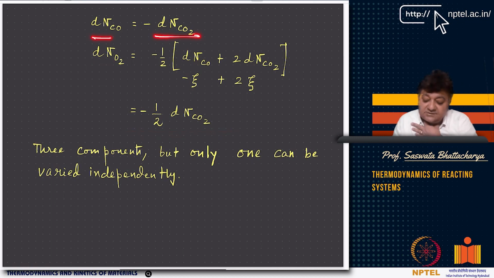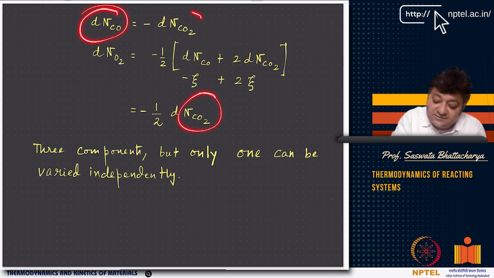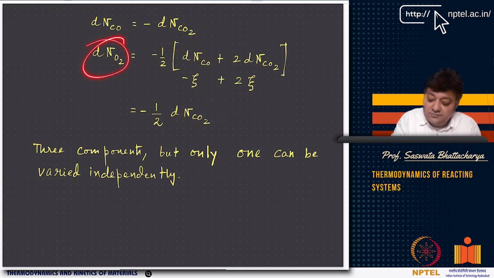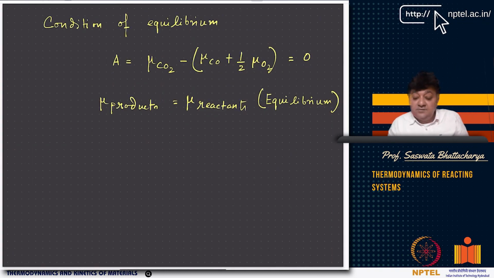So basically, although there are 3 components, 3 constituents, only one can be used independently, right? If I use nCO2 independently, I can express nCO in terms of nCO2, and I can express dnO2 in terms of nCO. And the condition of equilibrium is that chemical affinity goes to 0, right?